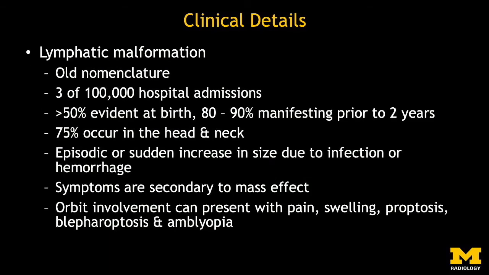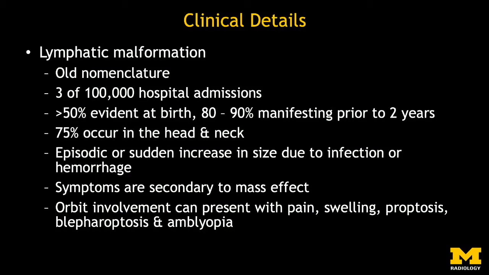Going on to lymphatic malformations, there is a lot of confusion with older nomenclature, the cystic hygromas and lymphangiomas. They are not technically correct nomenclature, and the ISSVA classification now includes all the different nuances of these malformations. The incidence is much rarer in lymphatic malformation. There are 3 per 100,000 hospital admissions, more than 50% evident at birth, 80 to 90% manifesting prior to 2 years, and 75% of these lesions occur in the head and neck.